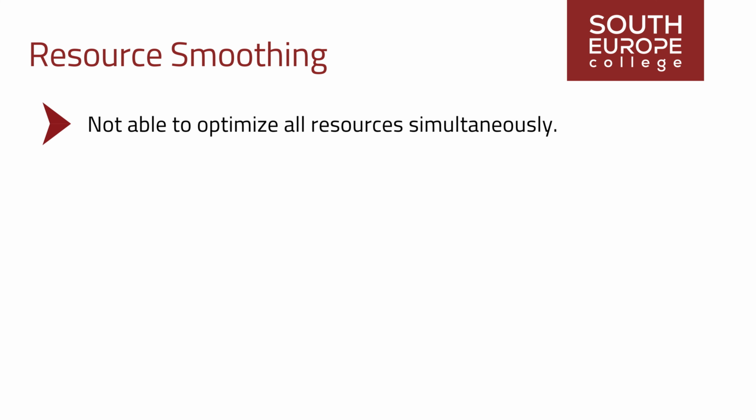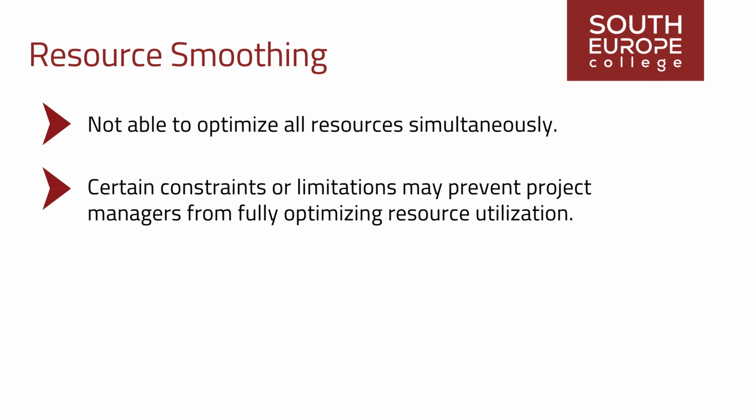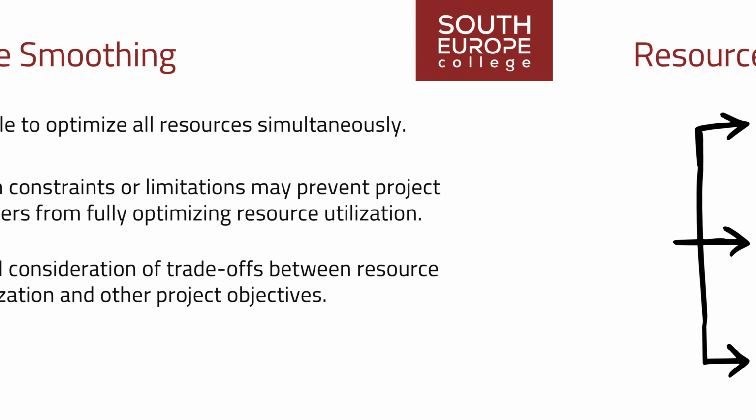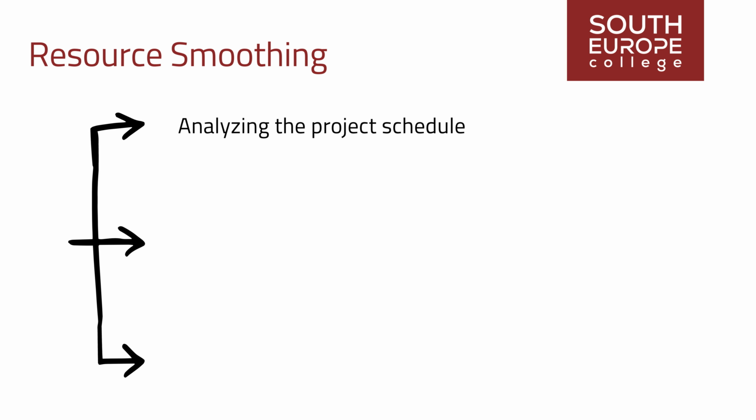However, it's important to note that resource smoothing may not optimize all resources simultaneously. Certain constraints or limitations may prevent project managers from fully optimizing resource utilization across all project activities. Additionally, resource smoothing may require careful consideration of trade-offs between resource optimization and other project objectives, such as quality, cost, or stakeholder expectations.